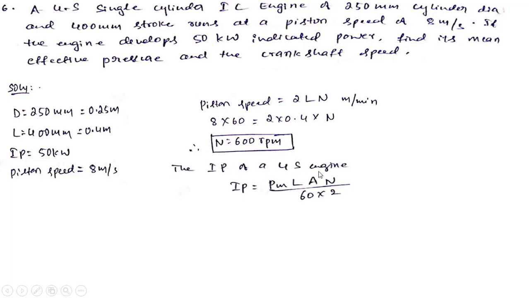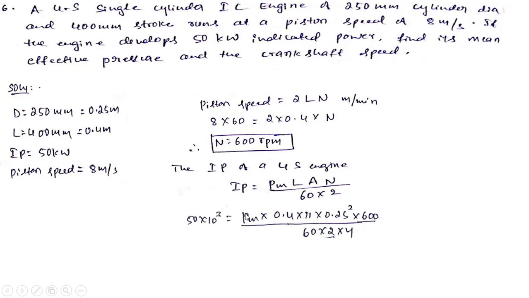Next is the IP formula of the 4-stroke engine. IP is equal to PmLAn. The lowercase letter n, you all know, for a 4-stroke engine is equal to uppercase letter N by 2. I have substituted it directly, divided by 60 just to convert that RPM into RPS. If you directly substitute this value in terms of RPS here, meaning if you don't multiply by 60 here, then please don't write the 60 here. Clear? Here it is mentioned to convert this 8 meter per second into meter per minute, but here you convert this RPM into RPS. So if you don't multiply by 60 here, then don't do this here. It is PmLAN by 60 into 2.